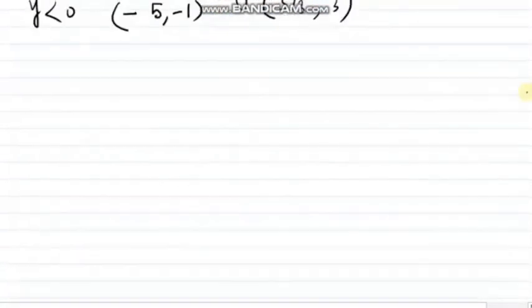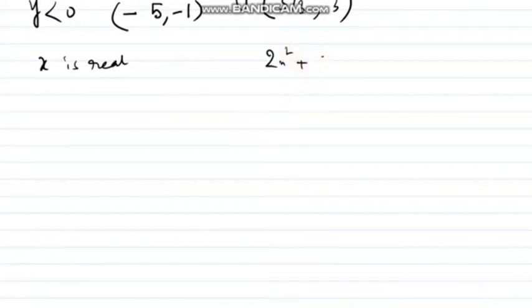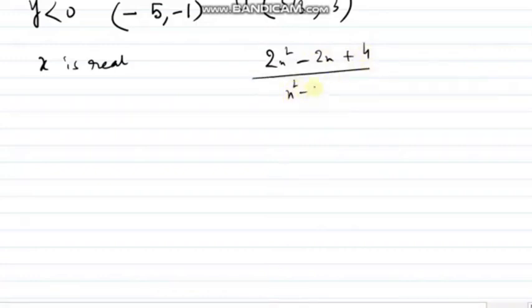Now next problem, I will discuss the values of the quadratic function. Suppose given is x is real. X is real, we have to prove that 2x square minus 2x plus 4 divided by x square minus 4x plus 3 cannot lie between minus 7 and 1.